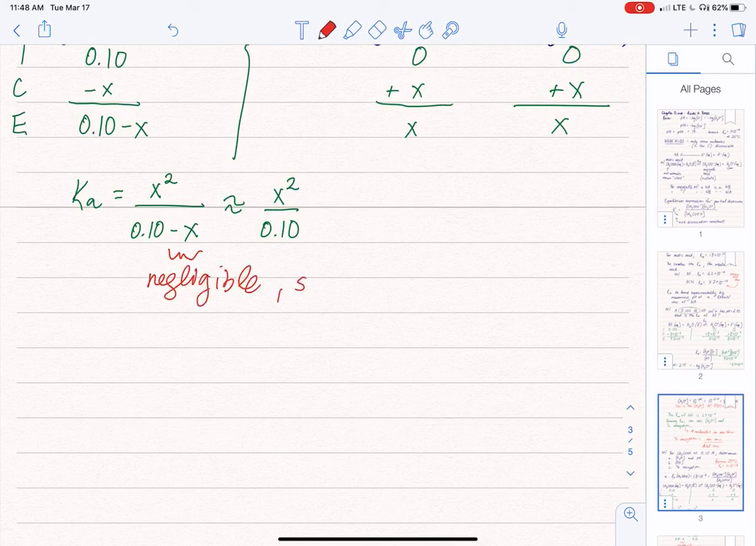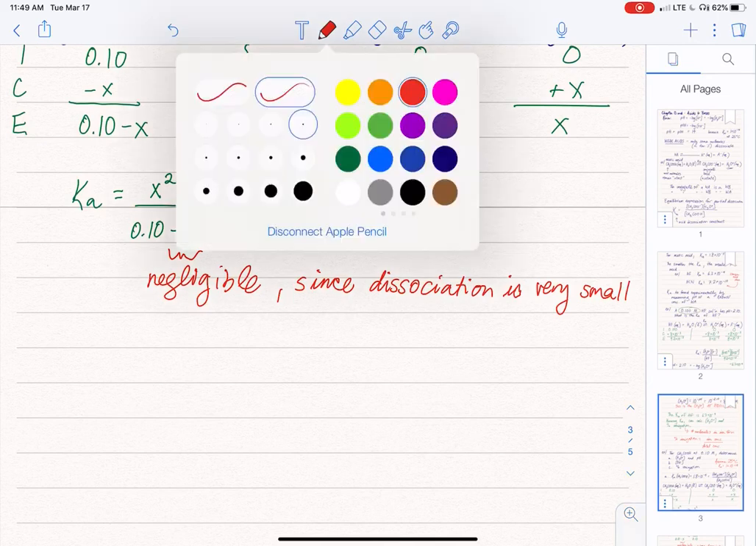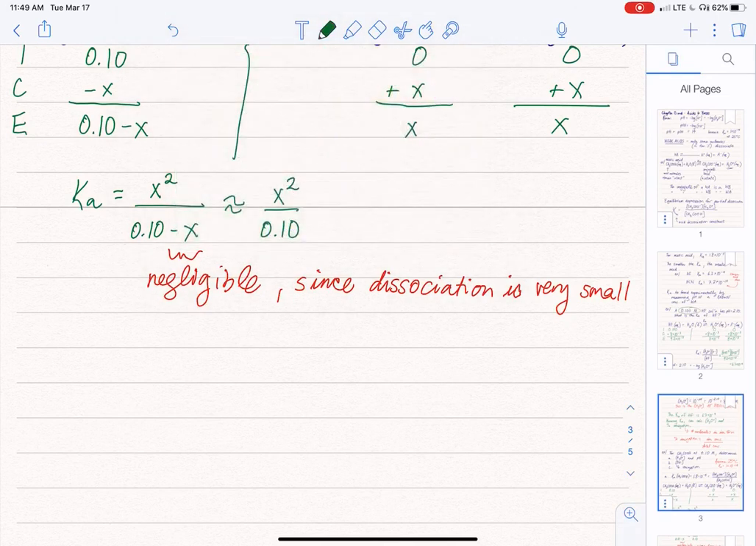Can you read that? It says negligible, since dissociation is very minor, or very small here. Okay, so now this is kind of cool because I know what Ka is equal to, right? Ka is equal to 1.8 times 10 to the minus 5. So let's rearrange that and solve for x.